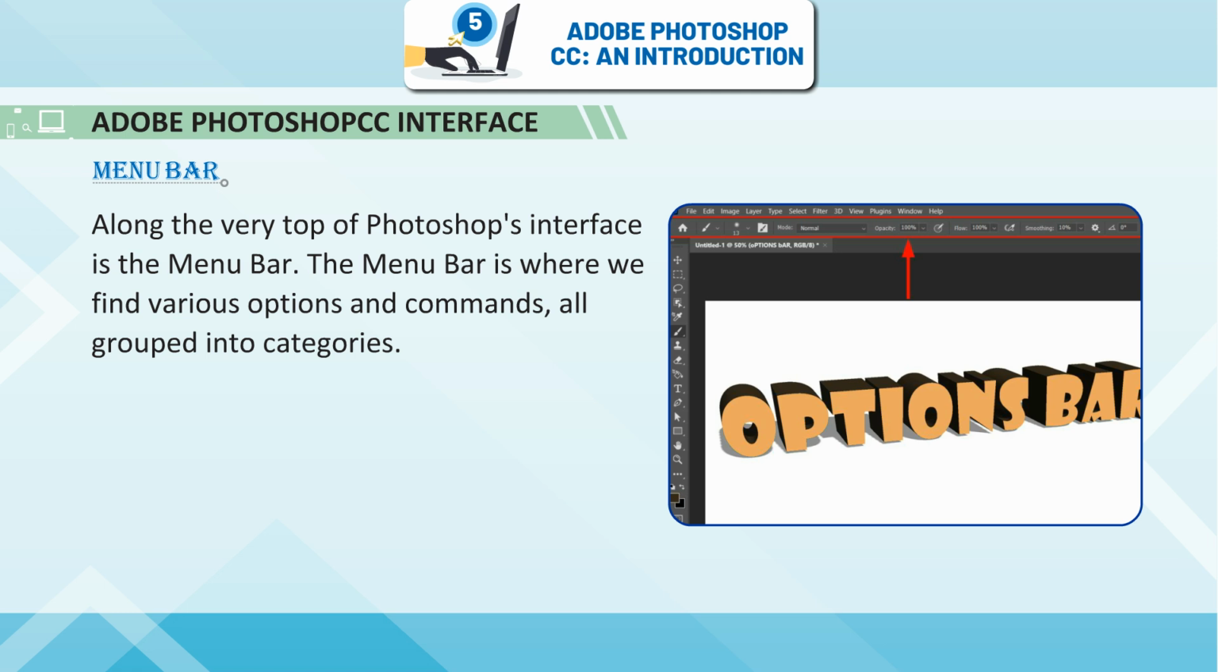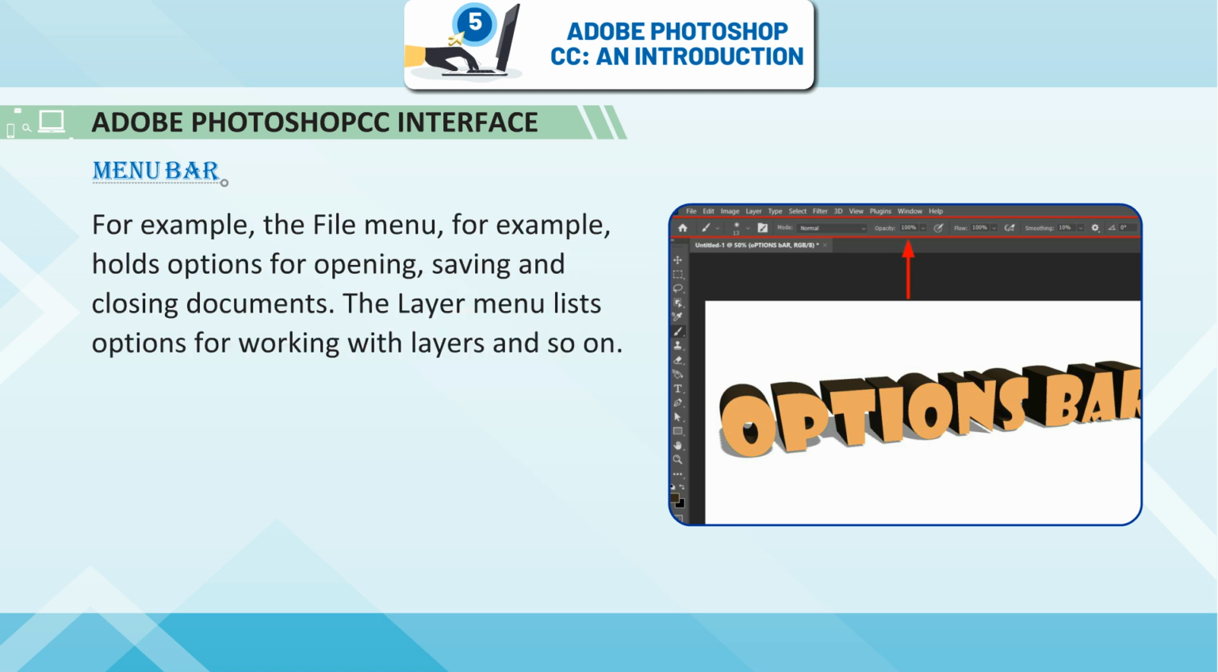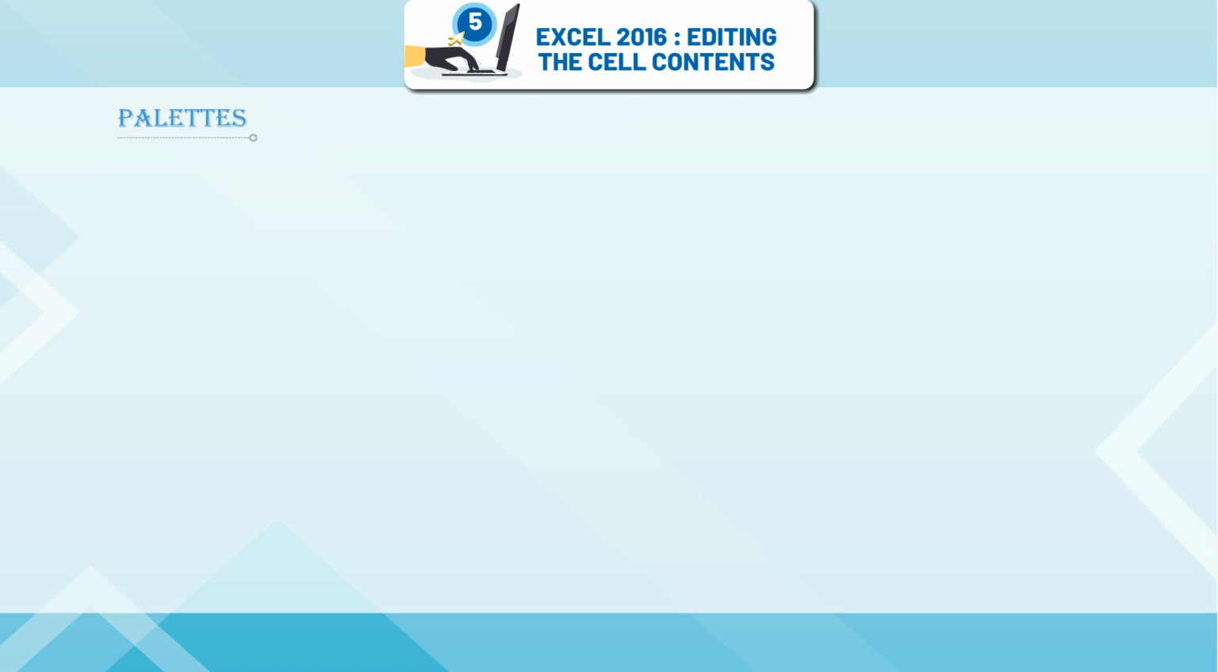Menu bar. Along the very top of Photoshop's interface is the menu bar. The menu bar is where we find various options and commands all grouped into categories. For example, the File menu holds options for opening, saving, and closing documents. The Layer menu lists options for working with layers and so on.